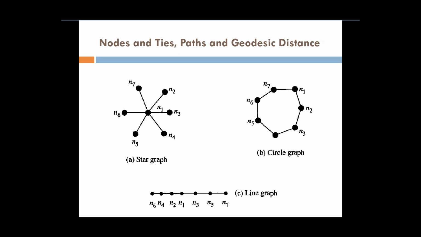You can always find out the shortest path, and the number of intermediaries that you have to go through in the shortest path is what is called the geodesic distance, which is an important measure of network properties.